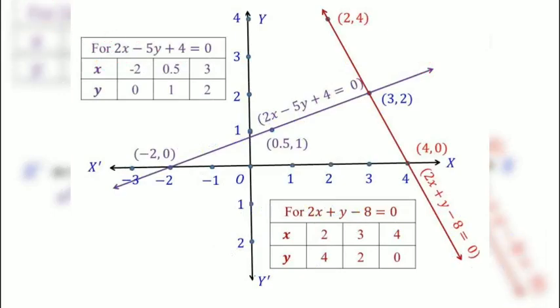So this is the graphical representation of the first pair of linear equations in two variables. The purple line represents the linear equation 2x - 5y + 4 = 0 and the red line represents the linear equation 2x + y - 8 = 0. From this graph you can observe that these two lines intersect each other at a point. That point is (3, 2). So this pair of linear equations has a unique solution, and the solution is x is 3 and y is 2.